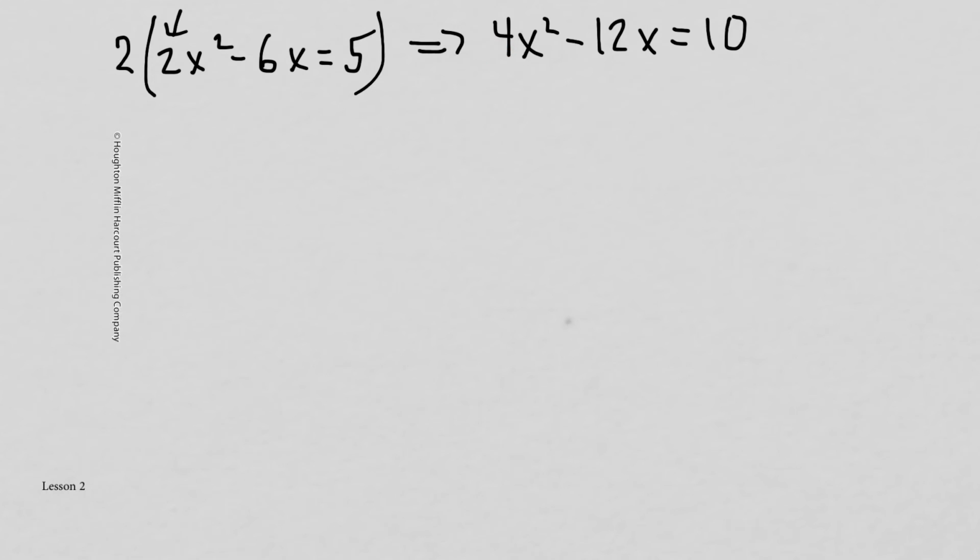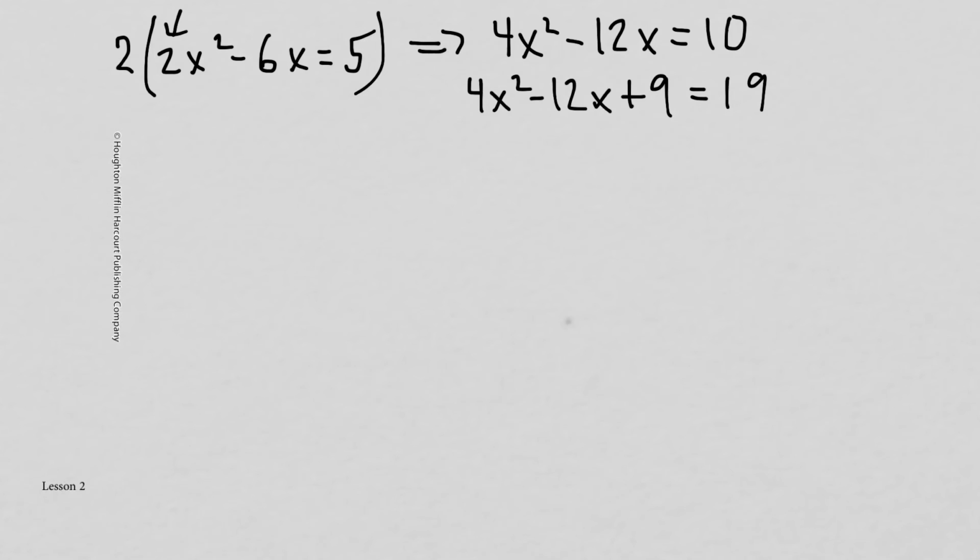Okay, so here we go. Half it, square it, divide by a. Half of 12 is 6. Square it is 36. Divided by 4, which is a, you get 9. We're going to add 9 to both sides. So it looks like this. 4x squared minus 12x plus 9 equals 19. 10 plus 9.